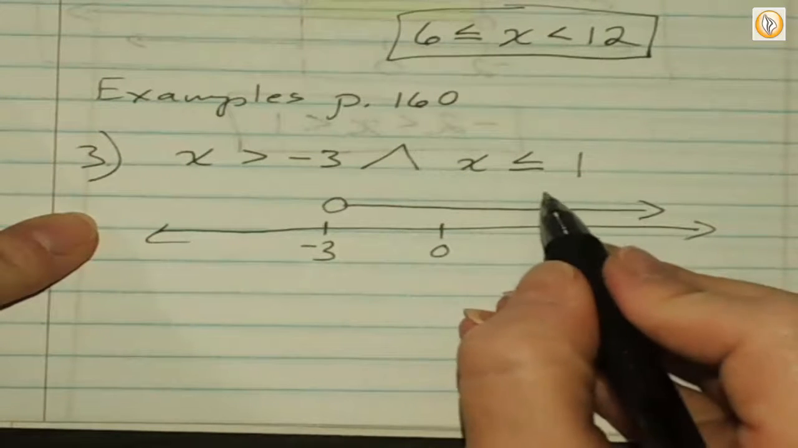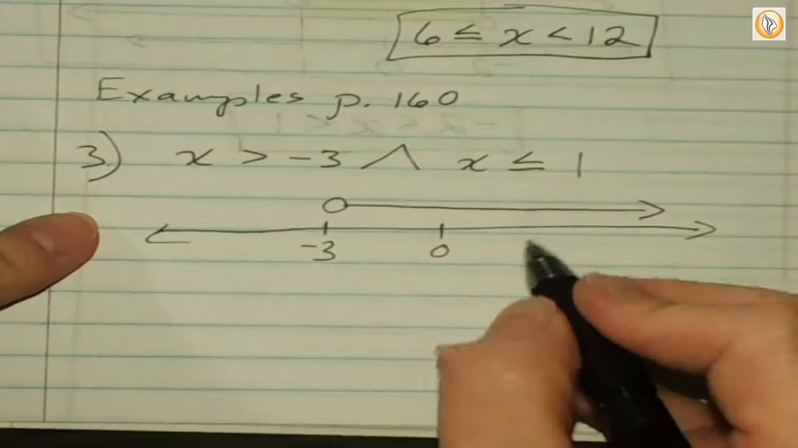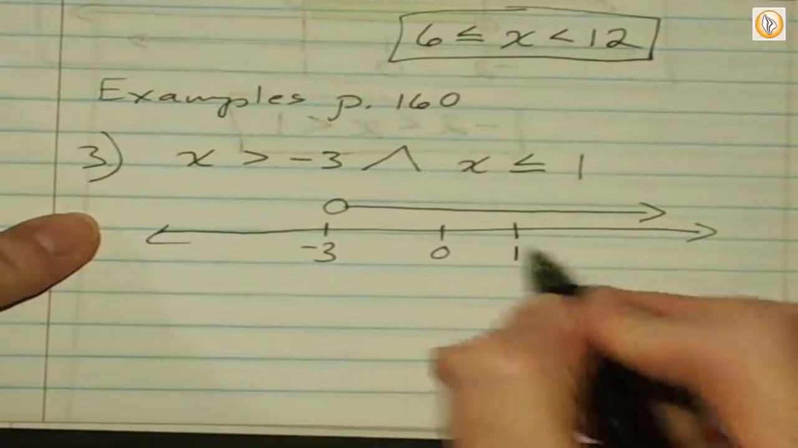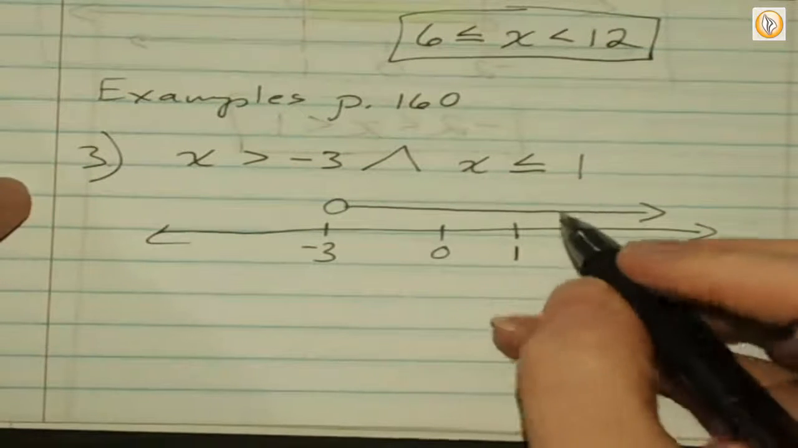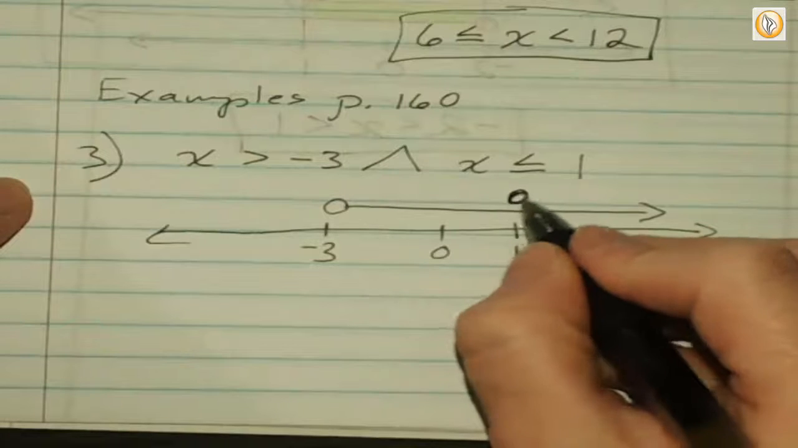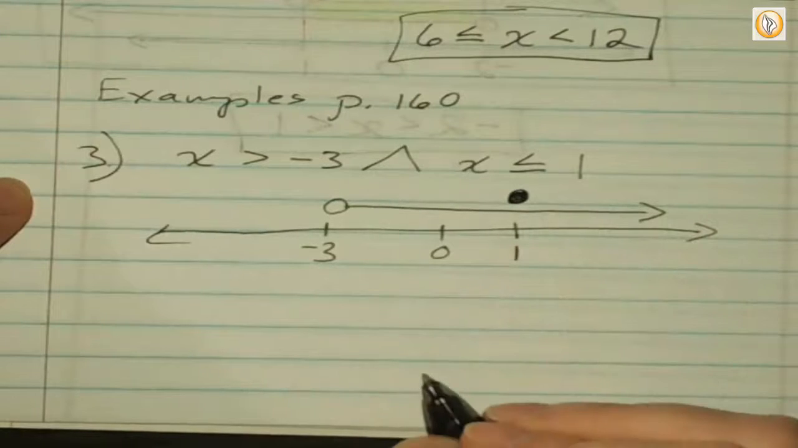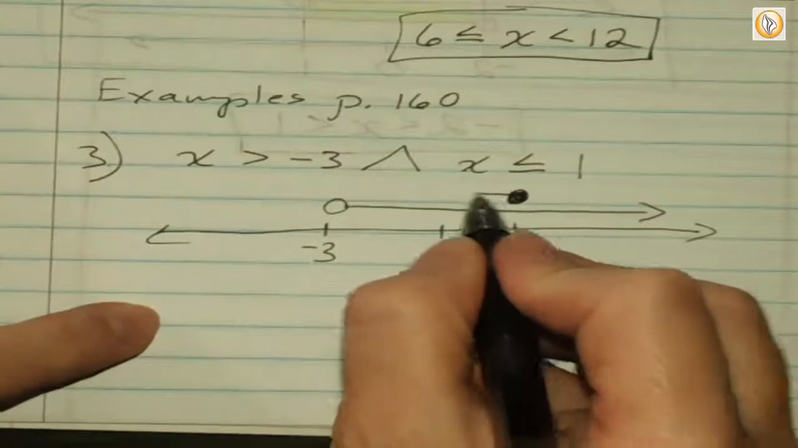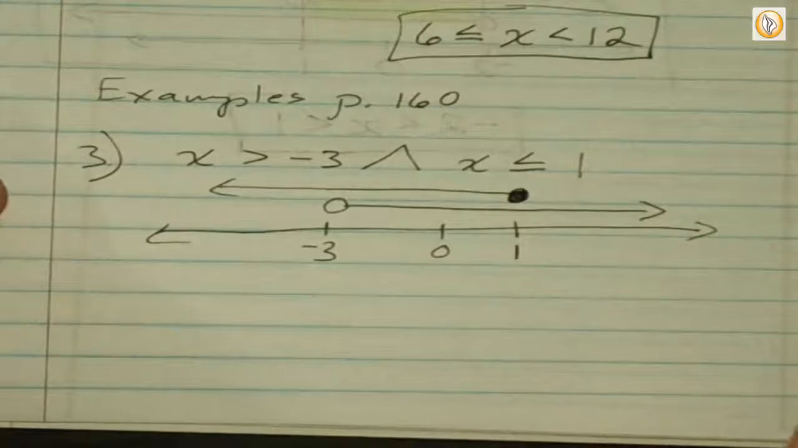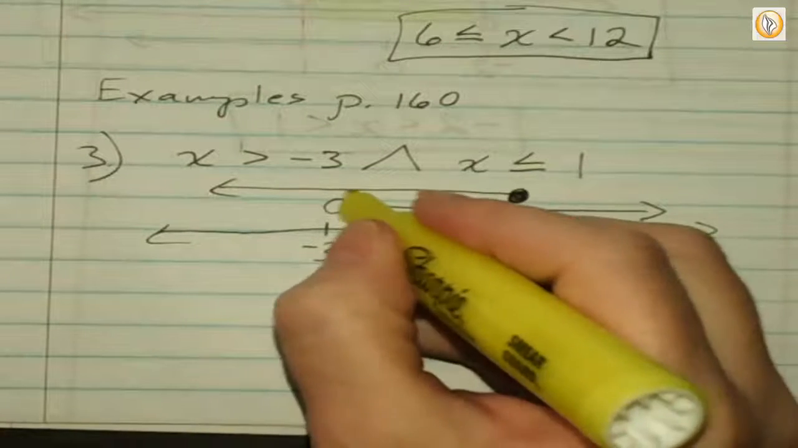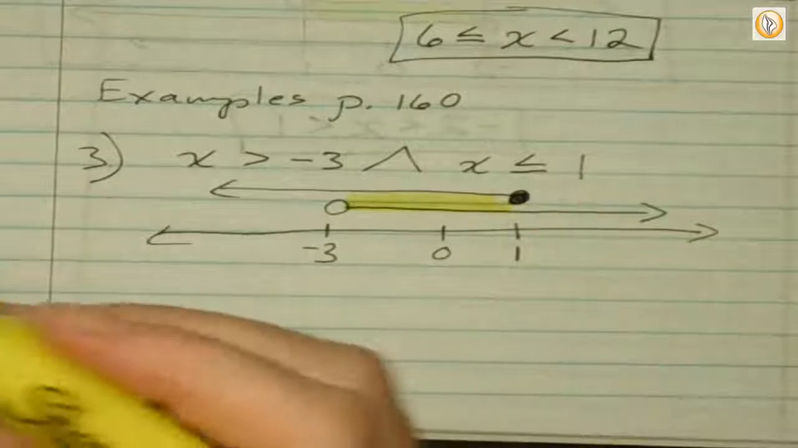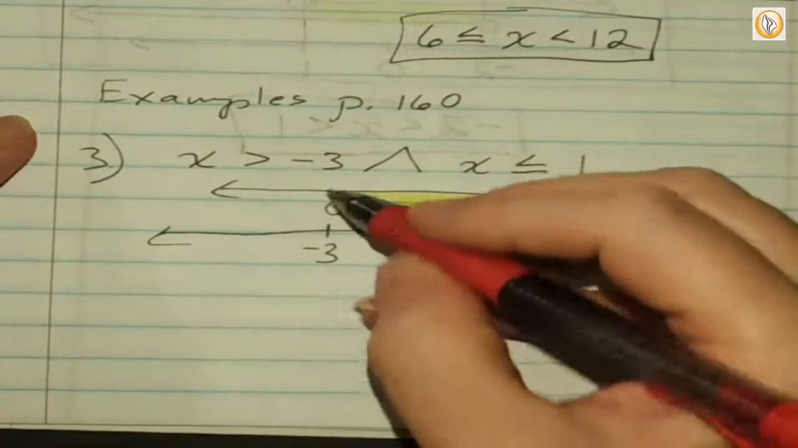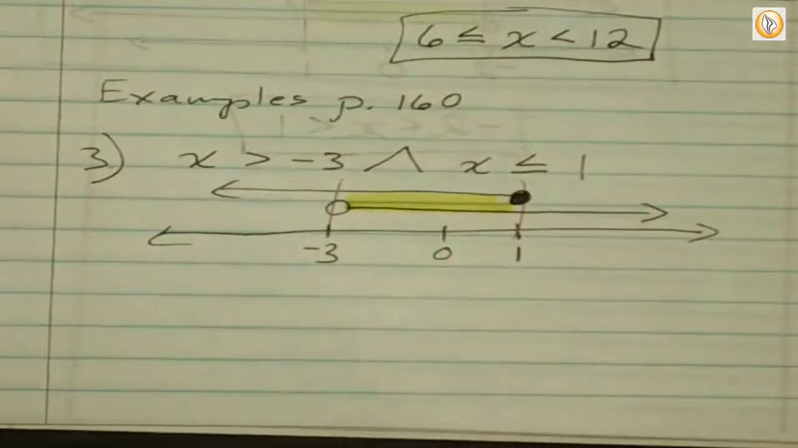And then over here, I have x is less than or equal to 1. So, Cecilia, is it going to be open or closed? In which direction? That way. So, we have an area in common. And there's your answer.